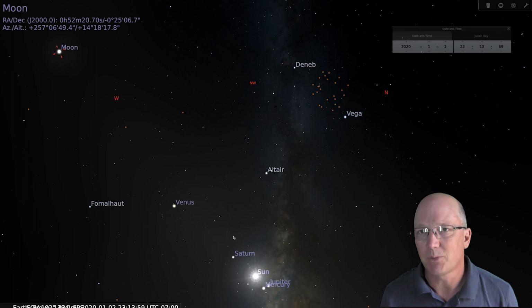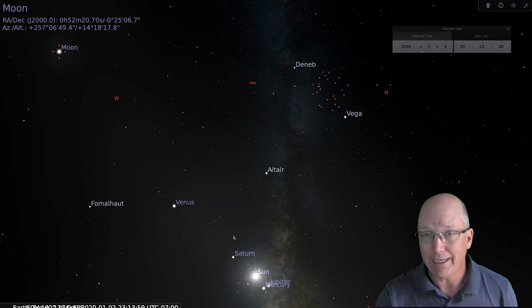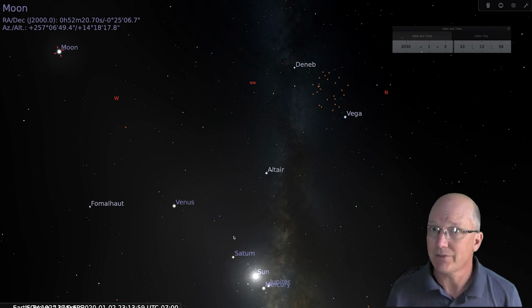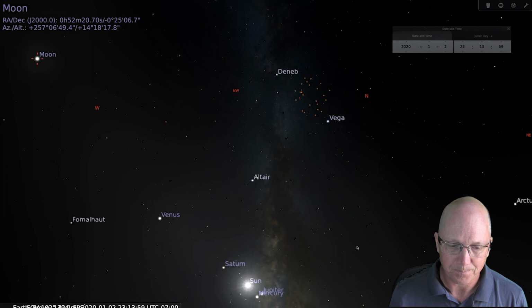It turns out, just to give you some perspective of how much further away the sun is, it takes about 1.5 seconds for light to reach the moon. It takes about 8.5 minutes for light to reach the sun. So that gives you an idea of how far away the sun is compared to the moon.